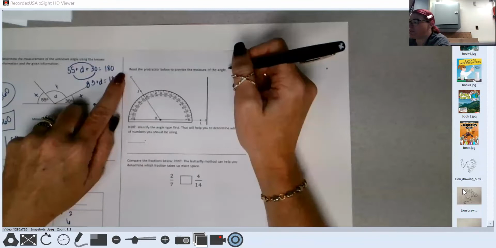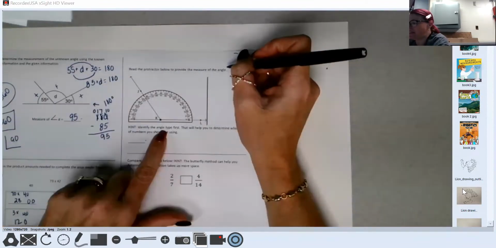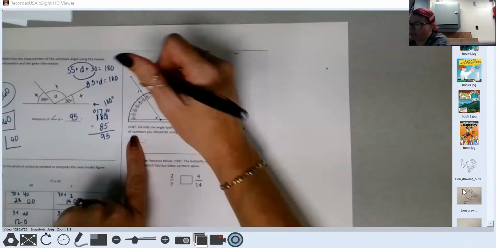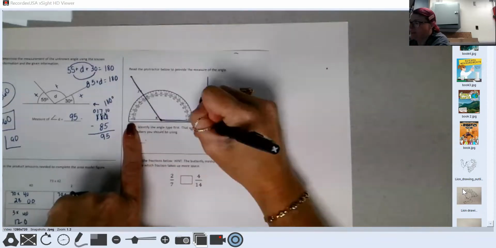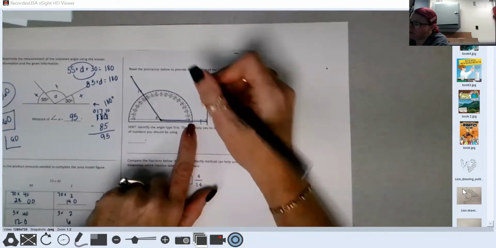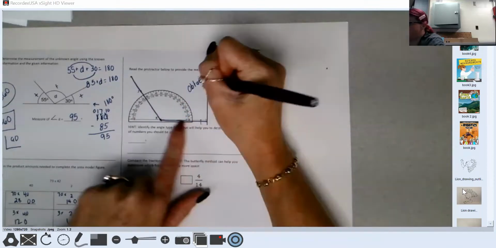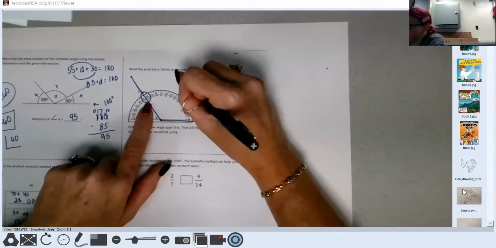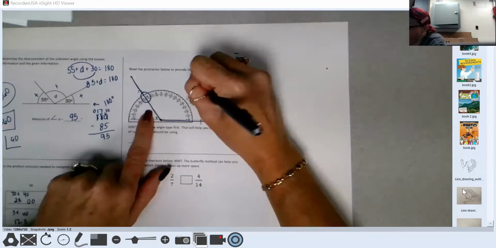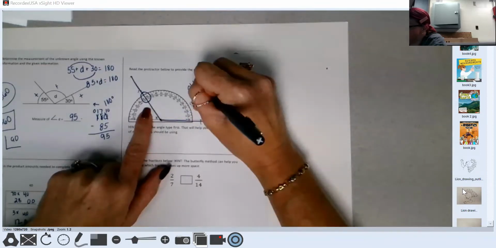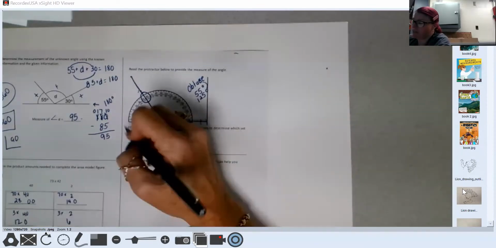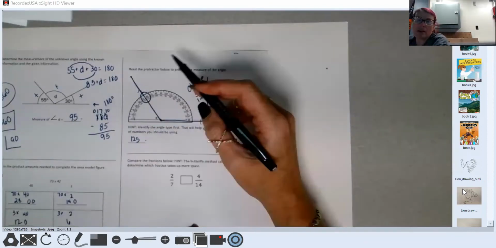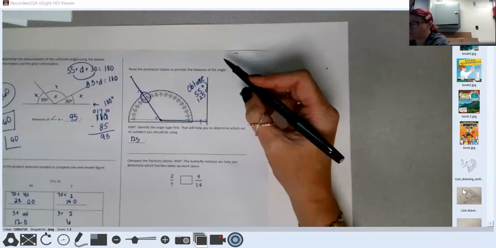Read the protractor below to provide the measurement of the angle. Identify the angle type first, then that will help you determine which set of numbers to use. So here's my angle, and I'm tracing. Is this an acute, obtuse, or right angle? Well, I know this is obtuse. So now I'm going to read this, and it is either 55 degrees or 125 degrees. Since I know it's obtuse, it has to be 125 degrees. That helps me if I can't determine whether I'm using the top or bottom. Think about the angle first, and I know that obtuse is greater than 90 degrees.